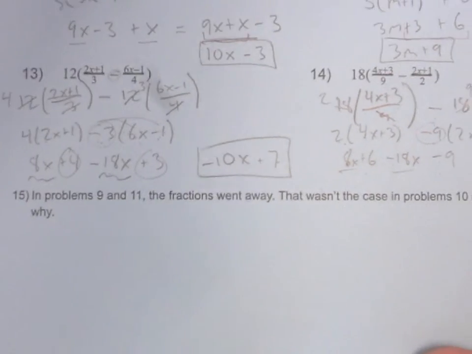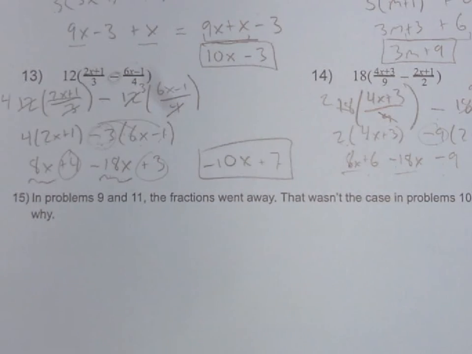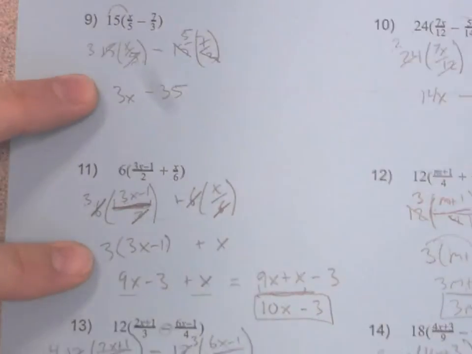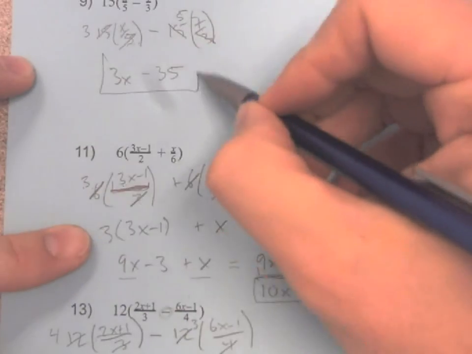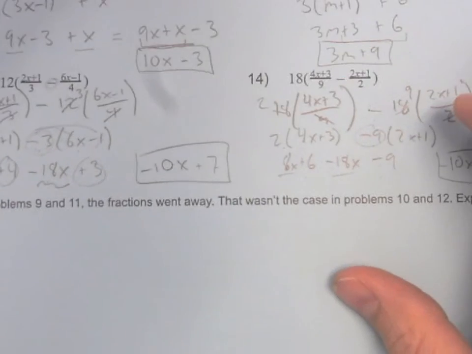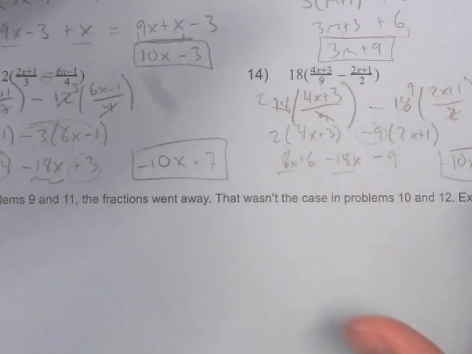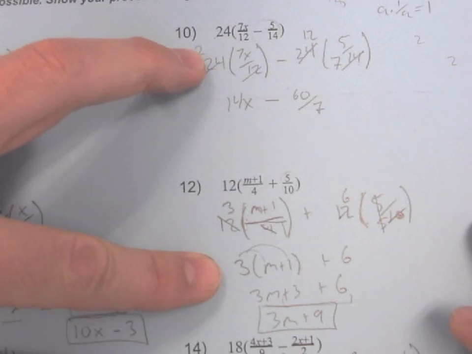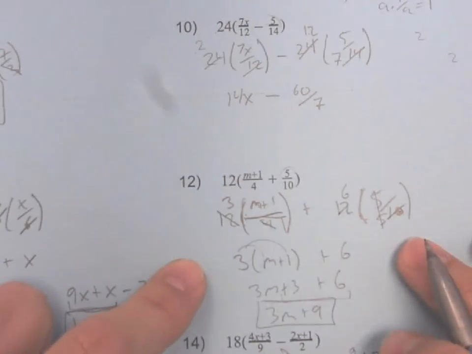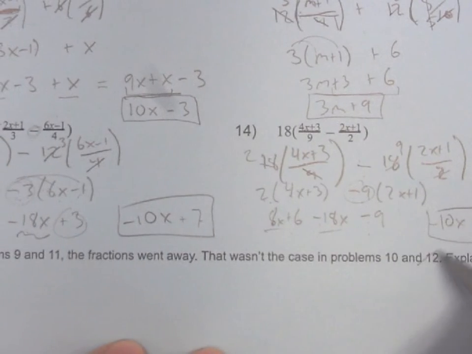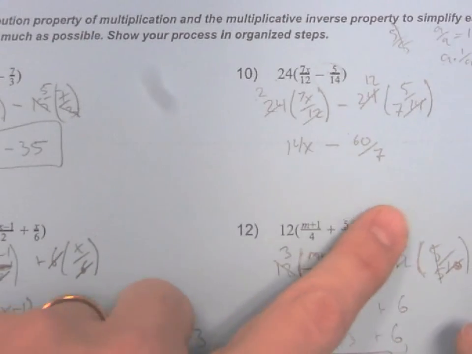All right. Okay, this is kind of a reasoning question. In problems 9 and 11, these two, the fractions went away. We didn't end up with any fractions. Okay. That wasn't the case in problems 10 and 12. So in 10 and 12, actually, did we? Oh yeah, these actually did simplify. That did happen. So let's just say that wasn't the case with problem 10. Okay, wasn't the case with problem 10.